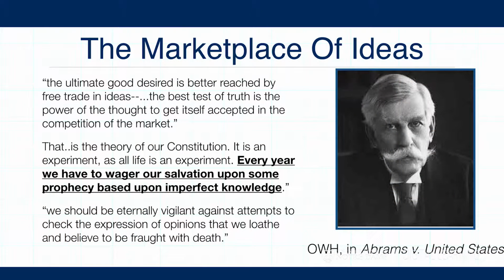And so the second move that Holmes makes, in addition to laying down this idea of truth being created by market forces, is that the Constitution itself and free speech itself, right, is always being negotiated. That the Constitution, our constitutional settlement, is an experiment, as all life is an experiment. Every year, he writes, we have to wager our salvation upon some prophecy based upon imperfect knowledge. So what Holmes is driving at here is to say that we are always, as a culture, negotiating what we value and what we don't value, what we choose and what we reject. And that energy, that participatory character, is crucial to the formation of a self-governing people.